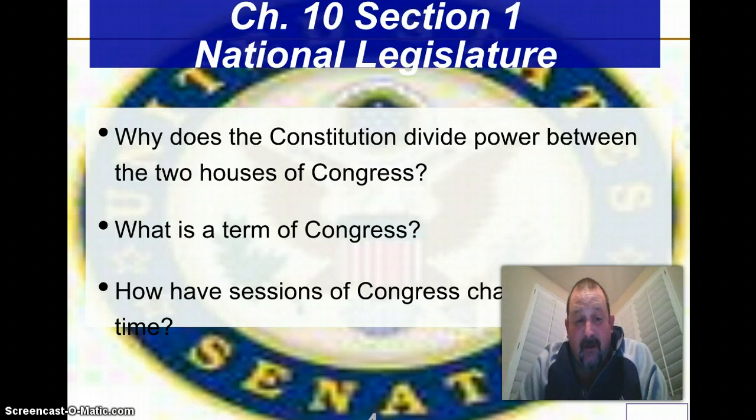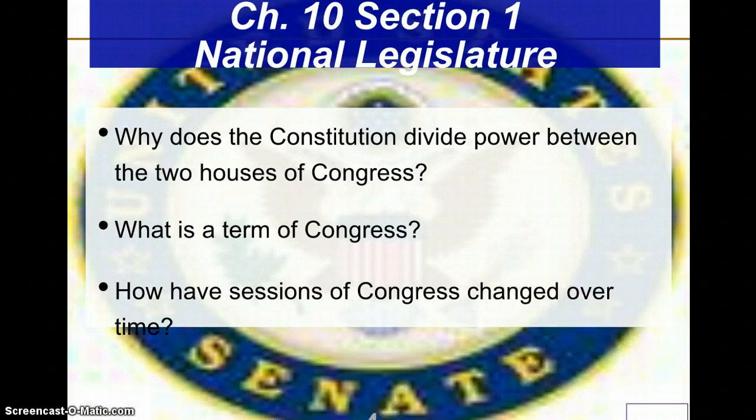What is a term of Congress? And how have sessions of Congress changed over time? And we're going to differentiate between what a term of Congress is and what a session of Congress is. I'll pause for a moment so you can get this down.